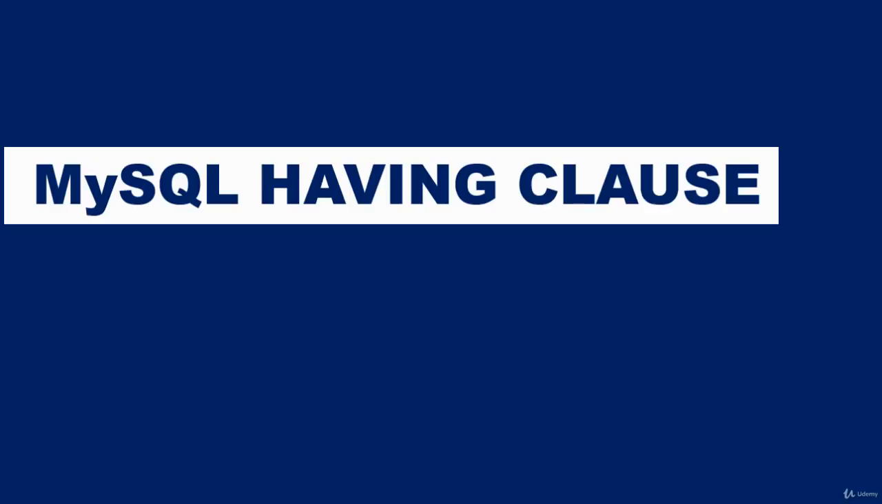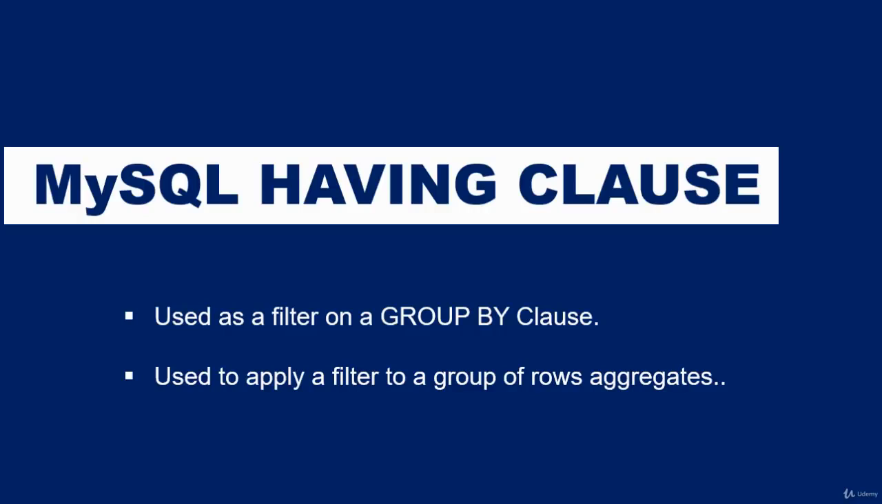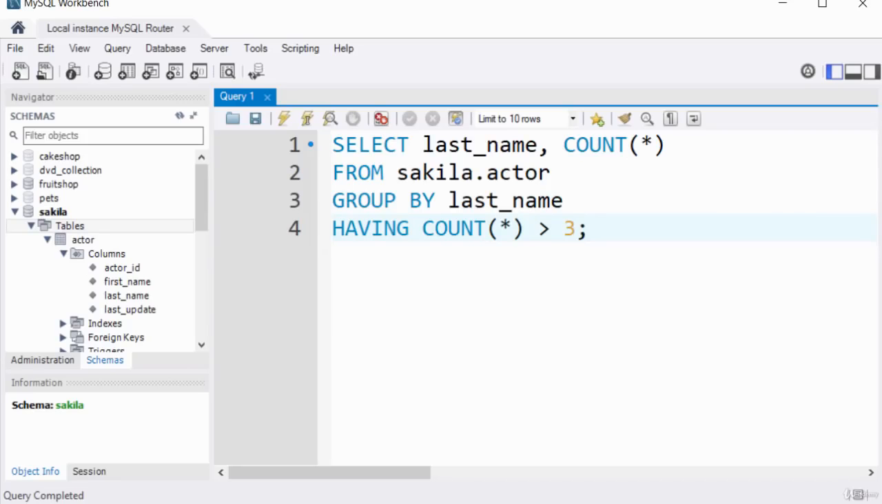The having clause can be used as a filter on the group by clause. So it is used basically to apply a filter to a group of rows or aggregates. This basically is in contrast to the where clause, which is applied before the group by clause.